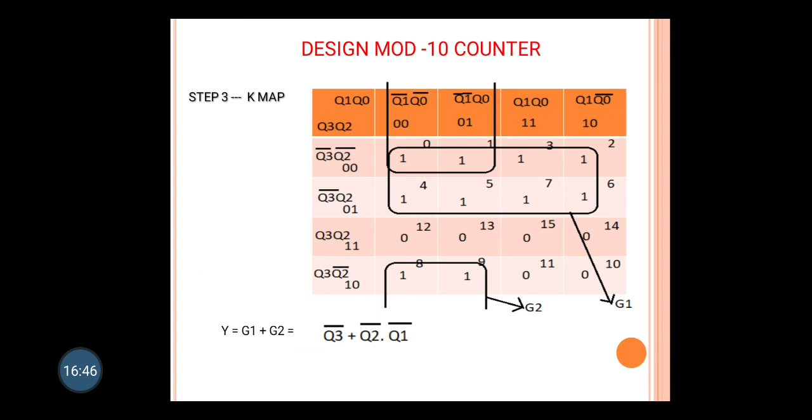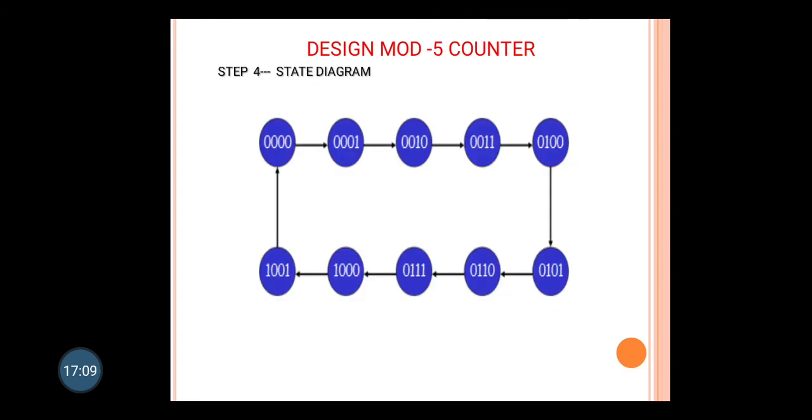Then next is the K-map table. There are 4 inputs Q3, Q2, Q1, Q0. Substitute those, form the grouping of ones, and you get a group of 8 ones, group 1, and a second group, group 2, that is 4 ones. And the equation we get is Y is equal to G1 plus G2, that is Q3 bar plus Q2 bar and Q1 bar. The state diagram covers all 10 clock pulses.